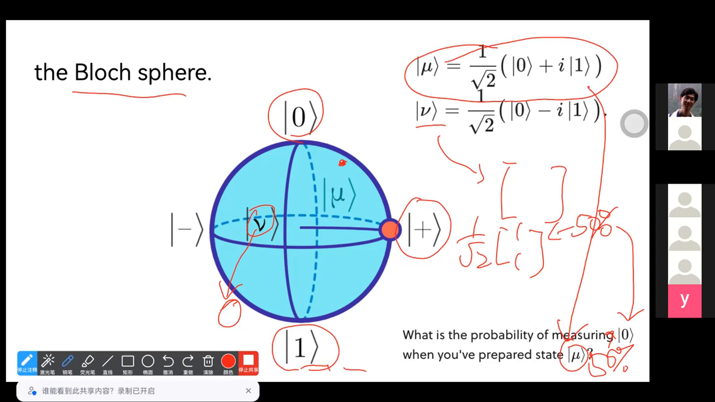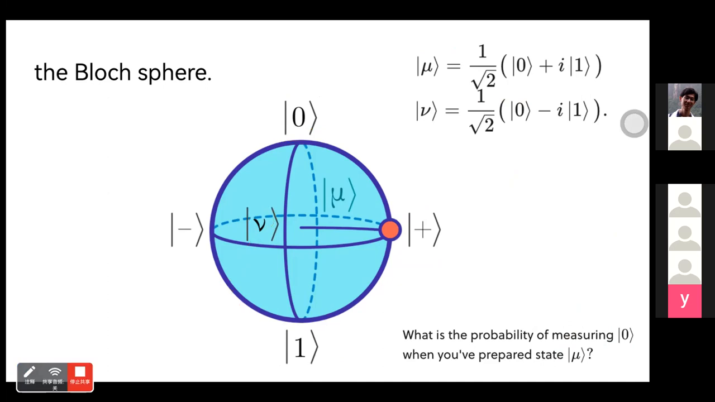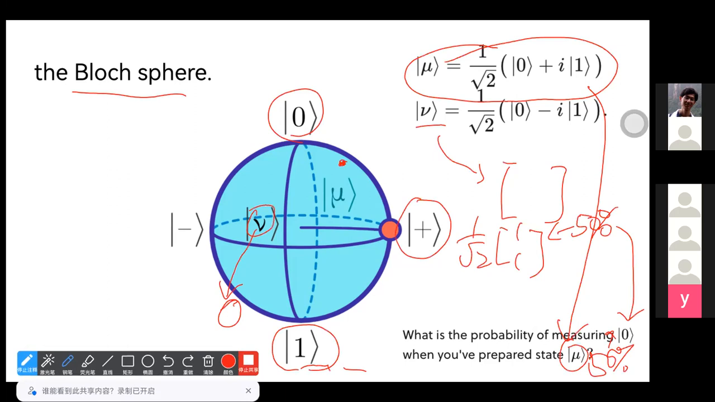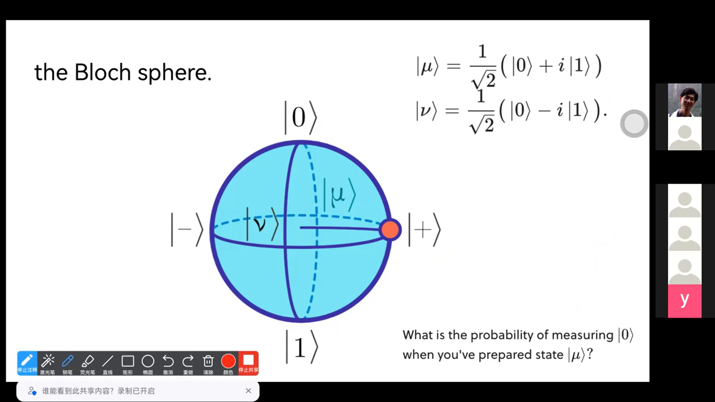Okay, let's proceed. Excuse me, sorry, wait for a moment. Does the plus and the minus are determined? No, not determined. Only the 0 and the 1 are determined. But you can change the notation. Here this one means the 0 state, and this one means the 1 state, so typically it should be right here.